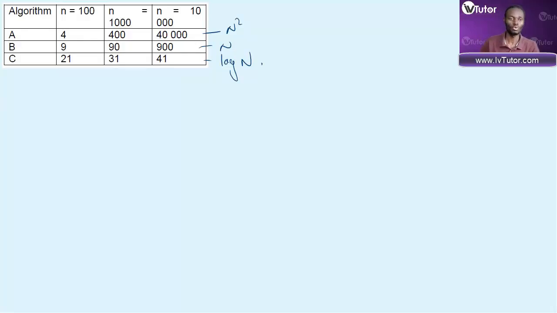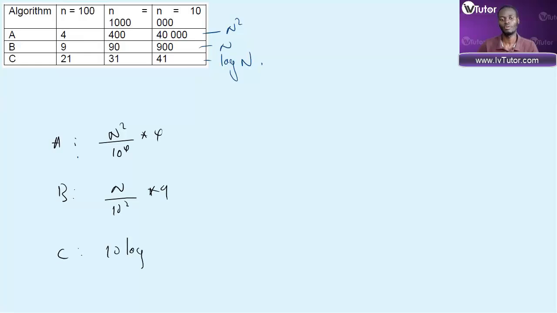Okay, so that's it for these algorithms. I'm just going to summarize. We said for algorithm A, the actual expression is n squared over 10,000, or over 10 to the power 4, multiplied by 4. For algorithm B, we said it's n over 10 squared multiplied by 9. For algorithm C, we said it's 10 log n plus 1. So if you plug that into these algorithms, you can see that it gives you the resulting value in your algorithm. That's the big O for you.